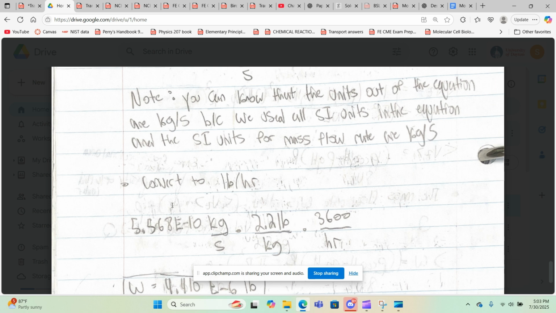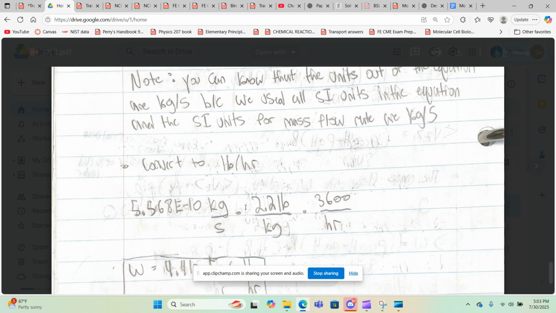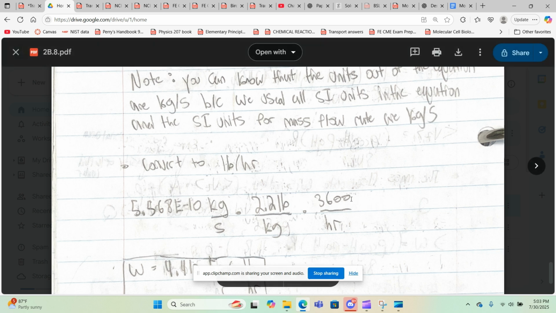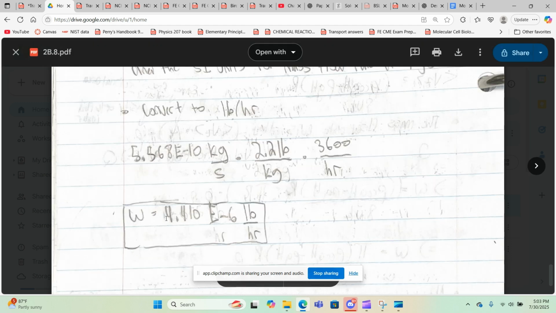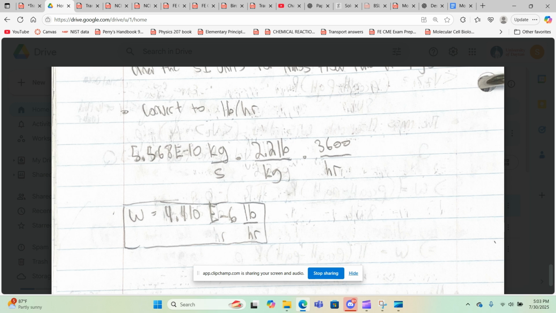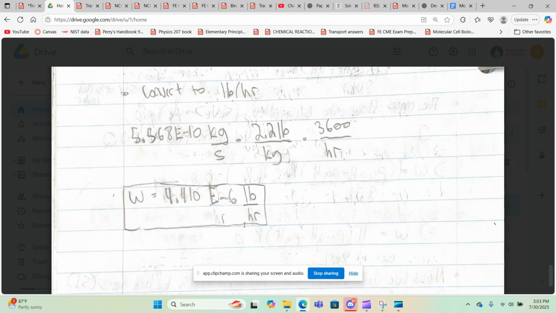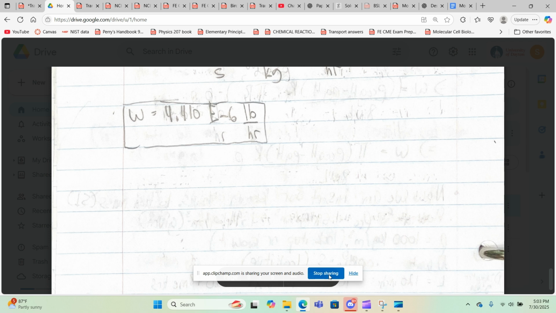And it wants it in lbs per hour. So we're going to convert that: 2.2 lbs per kilogram times 3,600 seconds per hour. This should be seconds here, but I just didn't put it. So I get 4.41 e to the negative 6 pounds per hour. And I think that's the problem.